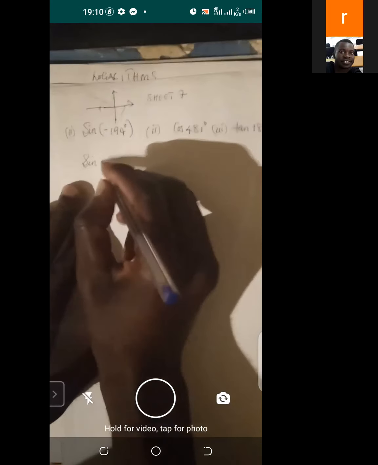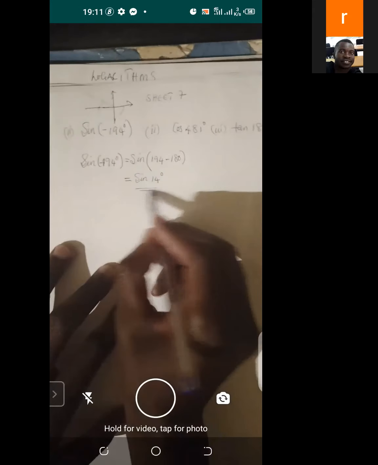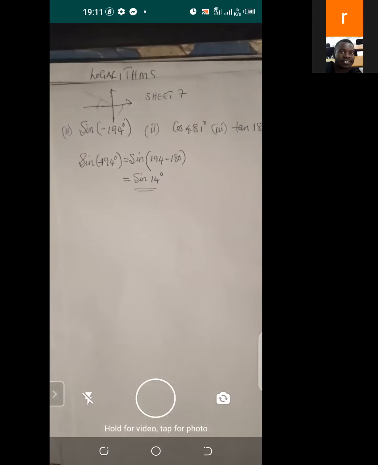So you have that sine minus 194 degrees is simply equal to the sine of 194 minus 180. That will give you sine of 14 degrees. This is a positive value. And guys, this is simple.